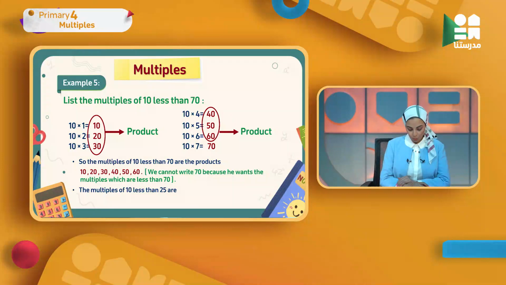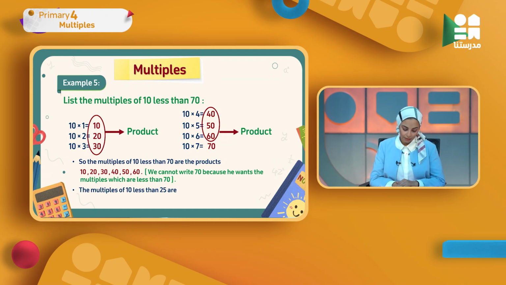Okay, now can you tell me the multiples of 10 which are less than 25? He wants me to write all the multiples of 10 less than 25. I must start from the beginning. So, what are the multiples of 10 less than 25? Multiples of 10 less than 25 are 10 and 20. Can I write 30? Of course, no. Why? Because he wants numbers which are less than 25 only.